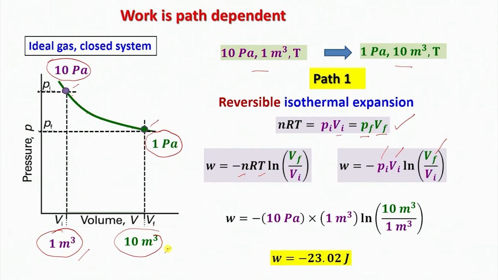And if you calculate, you find very easily that work now is given by minus 23.02 joules. And you understand that I'm using here the unit conversion that 1 joule is equivalent to 1 Pascal meter cube. So along path 1, as I go from this initial equilibrium state to this final equilibrium state, the work done is minus 23.02 joules, and I would emphasize this minus sign in front of the numerical value simply because this is work being done by the system.